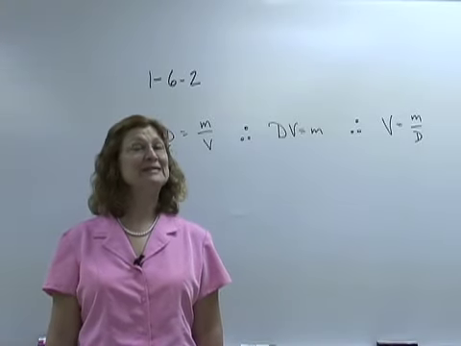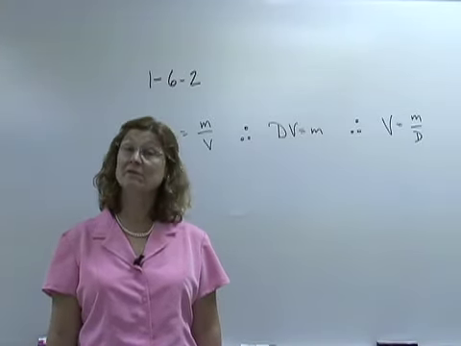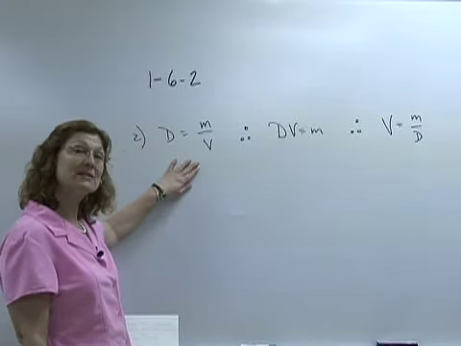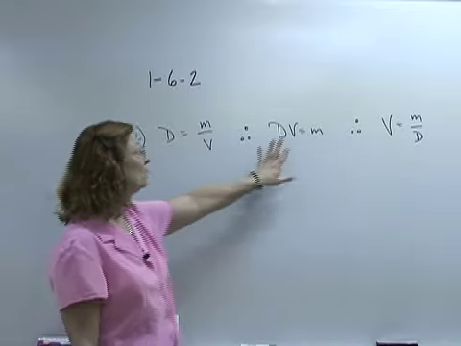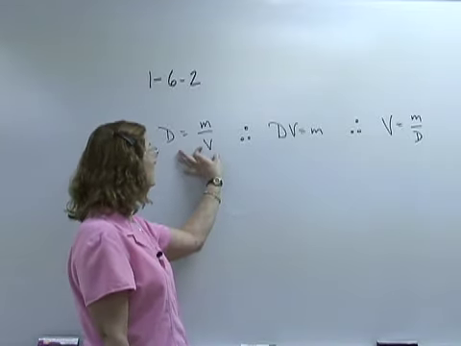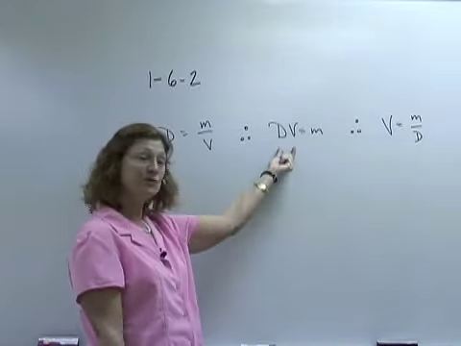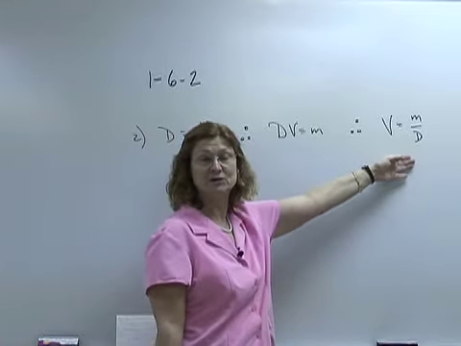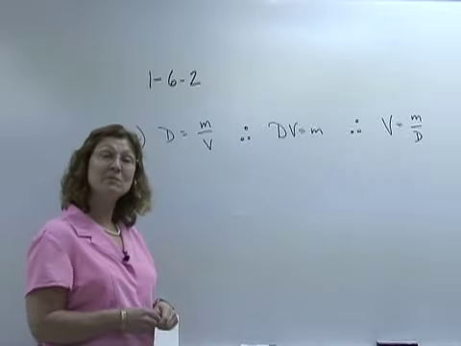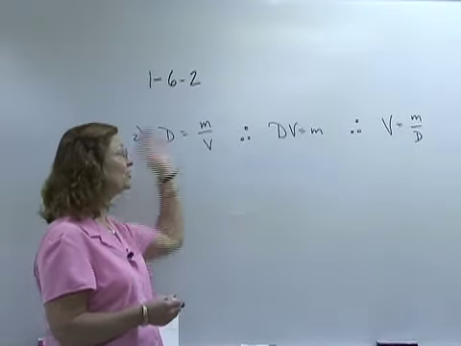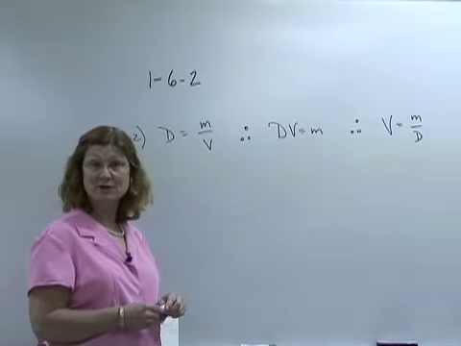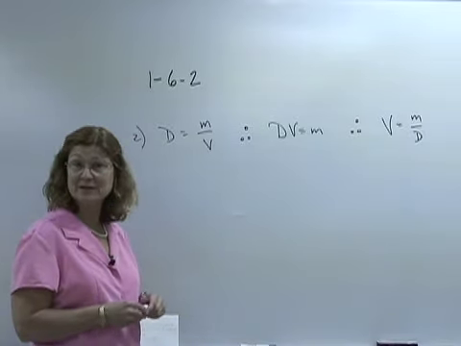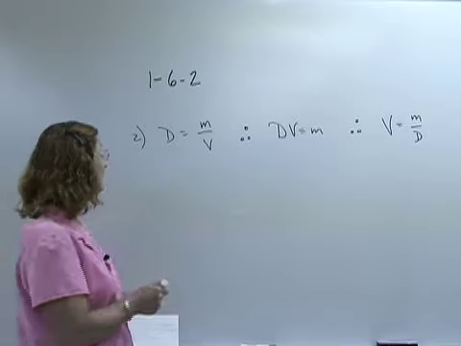Question number 2 is a density problem where we're solving for volume. I start with my original equation, density is equal to mass divided by volume, and I rearrange it. I undo division by multiplying, then I undo multiplying by dividing, and I end up with this equation. Then I put in my numbers. It's much easier to rearrange an equation with letters than it is putting the numbers in. I'm more likely to make a mistake if I put numbers in. So I like to do this first. Then I put in the numbers.